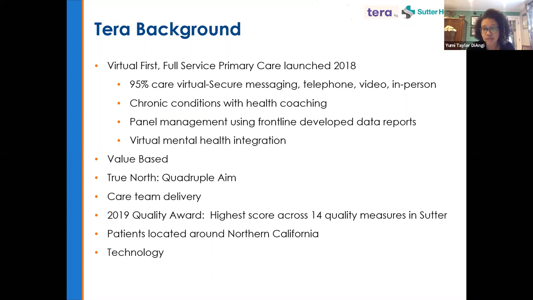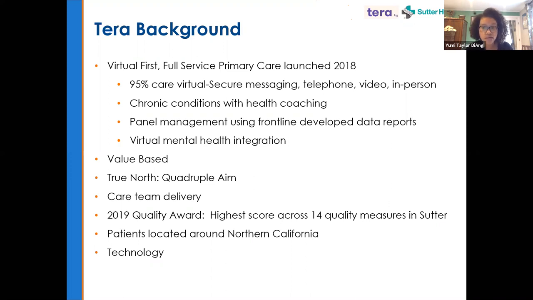Our true north is the quadruple aim: managing total costs of care, providing high-quality care, great patient experience, and, very important, provider experience, making sure it's an enjoyable environment for the care team. We do take a care team approach. So we're sort of like a patient-centered medical home light in that our care team consists of a physician with a one-to-one ratio with a registered dietitian, an LVN, and an APC, which is a physician assistant or a nurse practitioner. Of note, I want to highlight this past year, we were recognized for having the highest quality of care across the Sutter network here in Northern California.